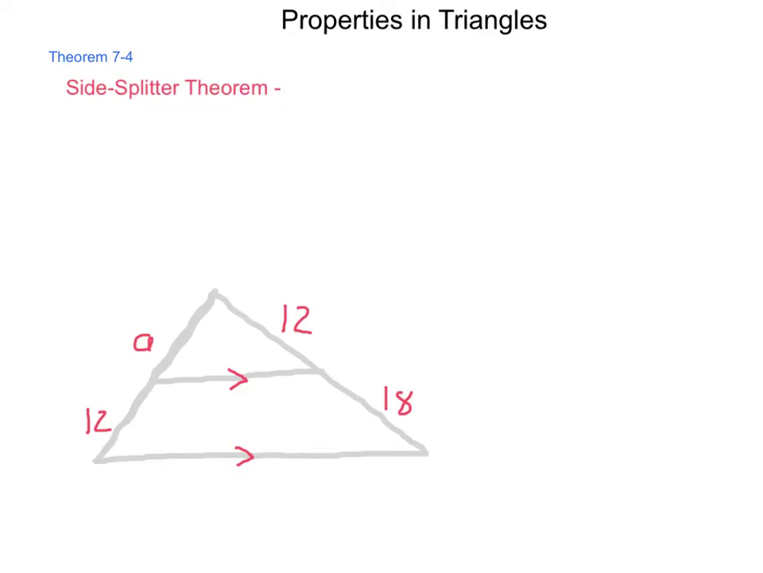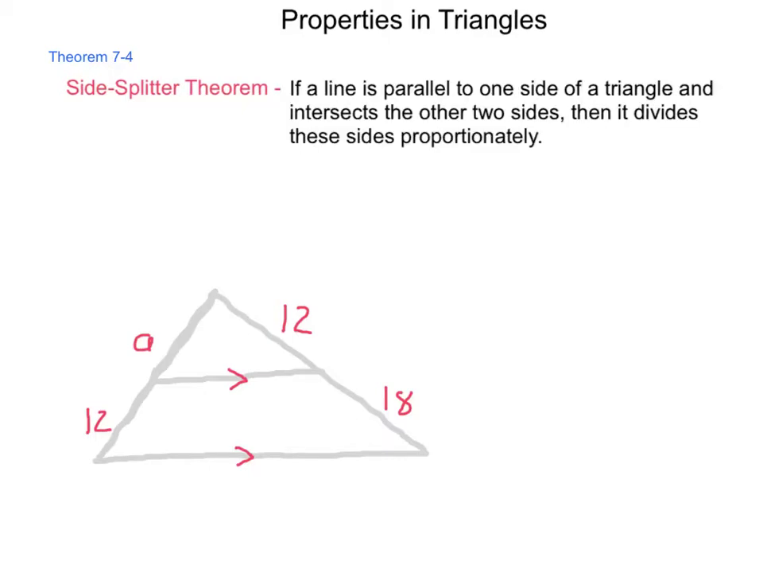Many of our similarities that we get as we study this topic come in triangles that are self-contained. So what we're going to be looking at in this lesson is those properties in triangles. We're going to start with Theorem 7.4, which is called the Side-Splitter Theorem. This one states, if a line is parallel to one side of a triangle and intersects the other two sides, then it divides these sides proportionately.